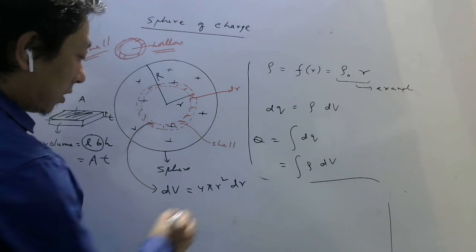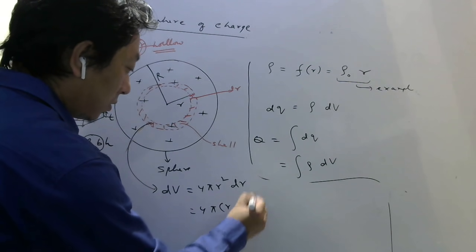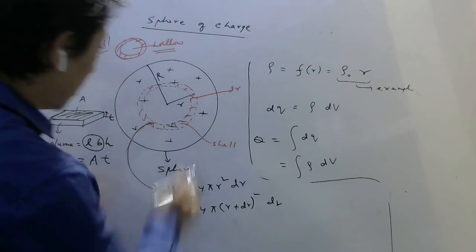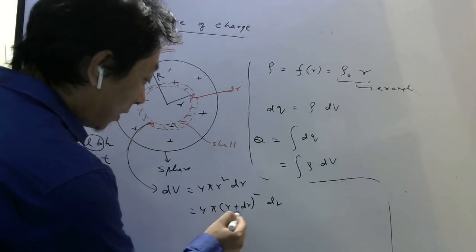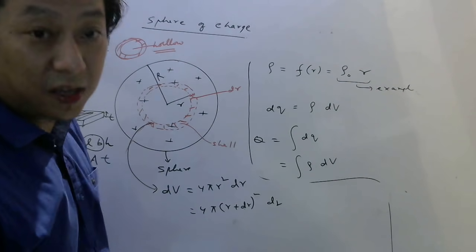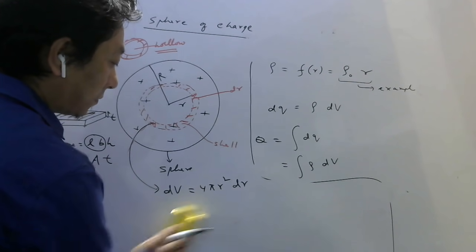Those students who are thinking, sir, why can't I write 4 pi (r plus dr) square into dr? Because you may think the radius of this is r plus dr. Again, I told you, compared to your r, dr is very, very small, so you can neglect it. So you will get this only.